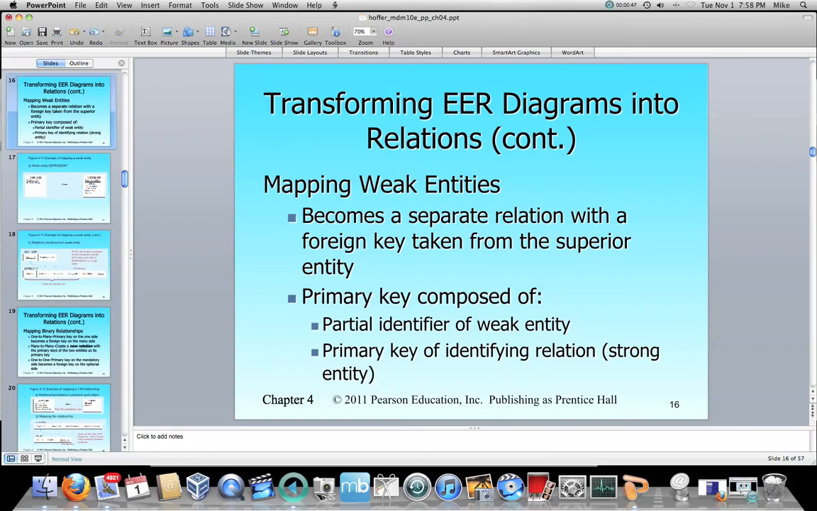So a weak entity is going to be a relation that's set up, and it should already exist. Obviously, if it's a weak entity, it already exists as an entity in your ER diagram. It should have, as part of its primary key, a foreign key taken from the parent entity. That foreign key should be part of the primary key. So again, the primary key should be composed of some kind of identifier that's in the weak entity, along with the primary key of the parent entity or the strong entity. So let's take a look.